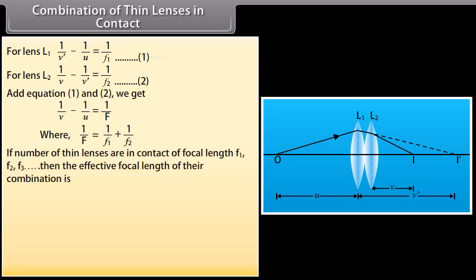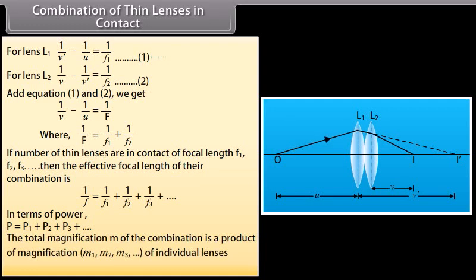If a number of thin lenses are in contact with focal lengths f1, f2, f3, then the effective focal length of their combination is 1/f is equal to 1/f1 plus 1/f2 plus 1/f3 and so on. In terms of power, P is equal to P1 plus P2 plus P3 and so on. The total magnification M of the combination is a product of magnifications M1, M2, M3 and so on of the individual lenses. M is equal to M1 times M2 times M3.